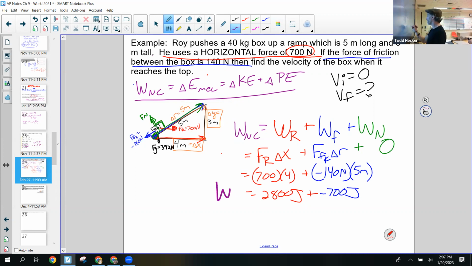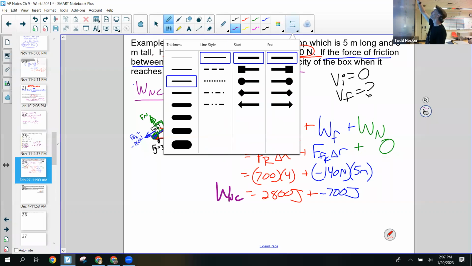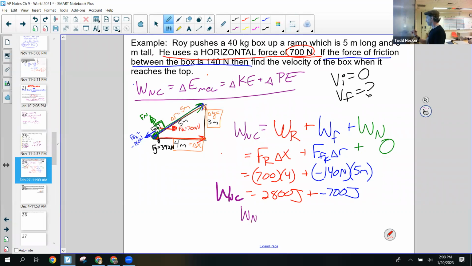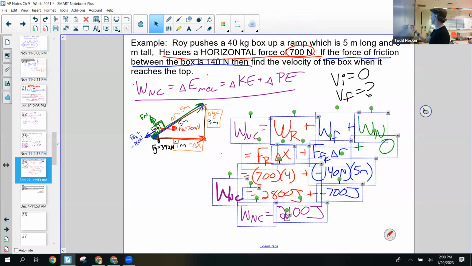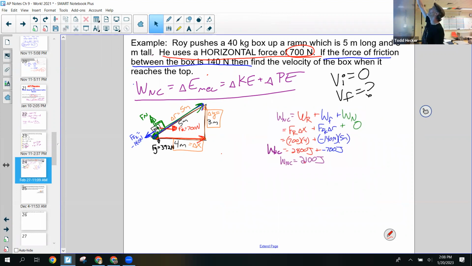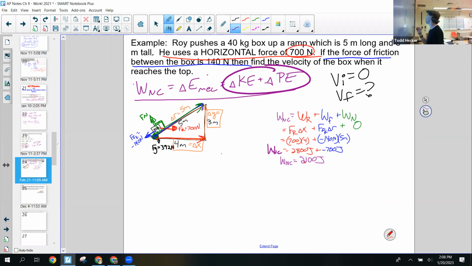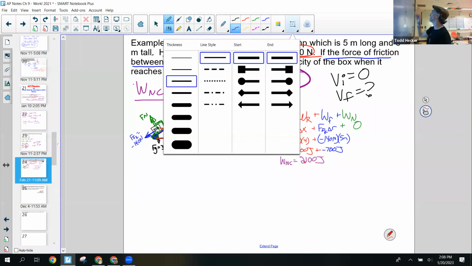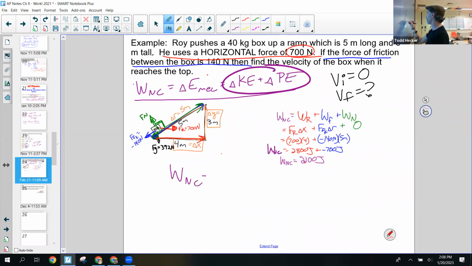So that means the work done by my non-conservative forces is, what is that going to give you? 2,100 joules. All right. So why do we care about this? Well, remember that 2,100 joules of work done by non-conservative forces is my change in KE plus my change in PE, right? So let's figure that out. So let's see. So we've got the work of non-conservative forces is my change in KE plus my change in PE.